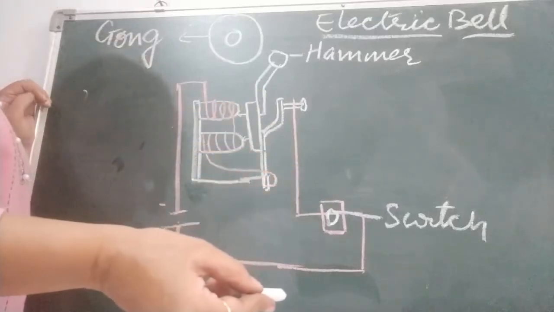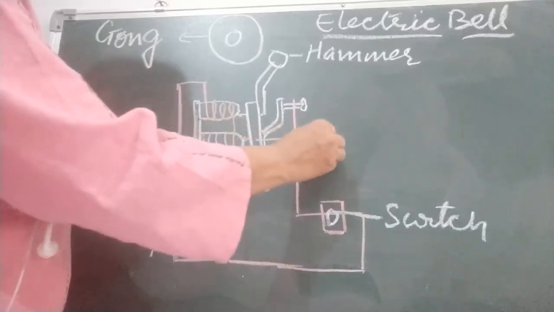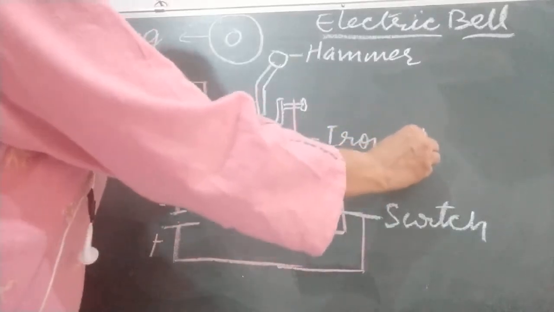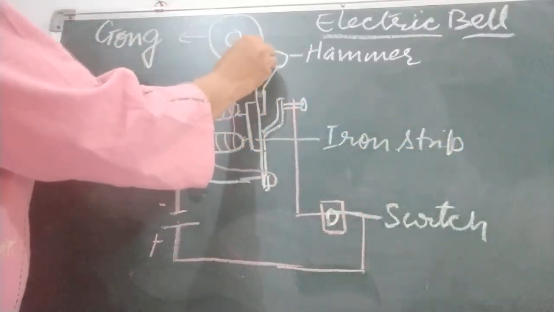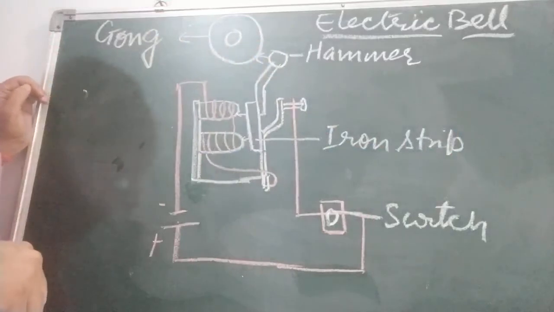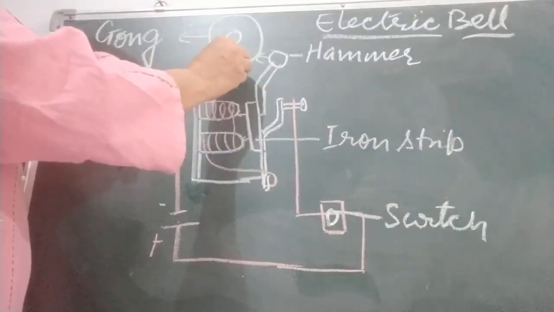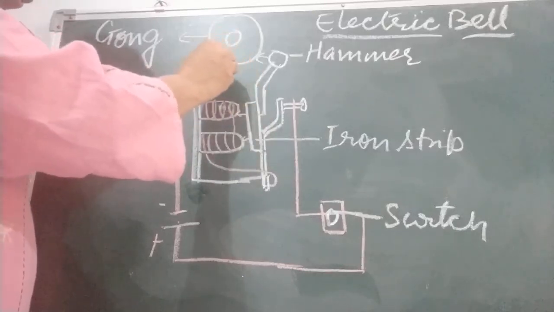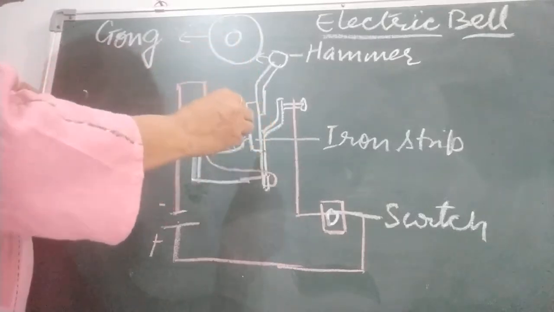It is not given in the book. Okay? Electromagnet, iron strip. Electromagnet attracts the iron strip. And what happened? This is going to beat this gong. Okay. The hammer attached to the strip then hits the gong, making it ring. When the soft iron strip gets attracted to the electromagnet, it no longer touches.